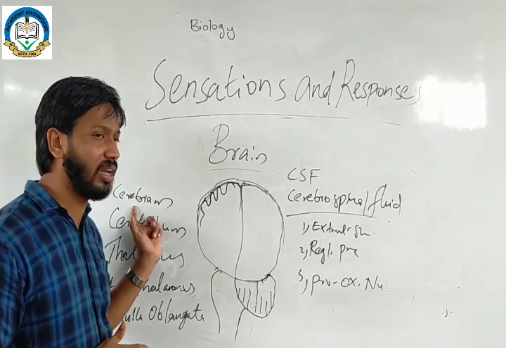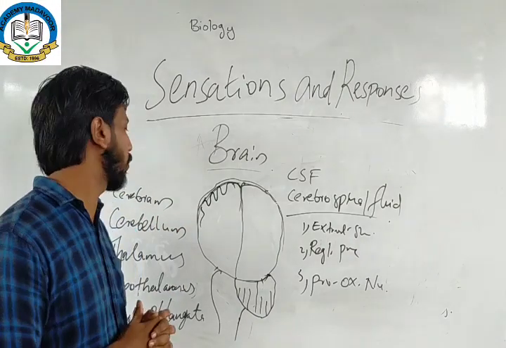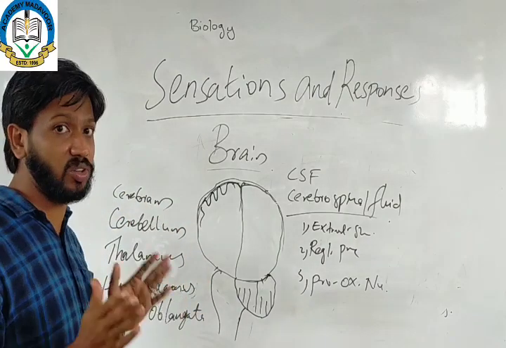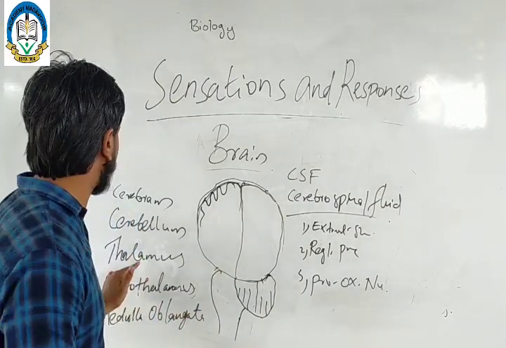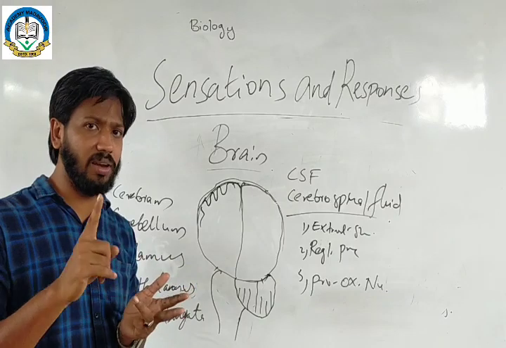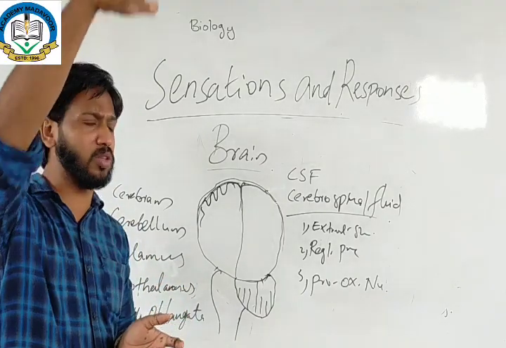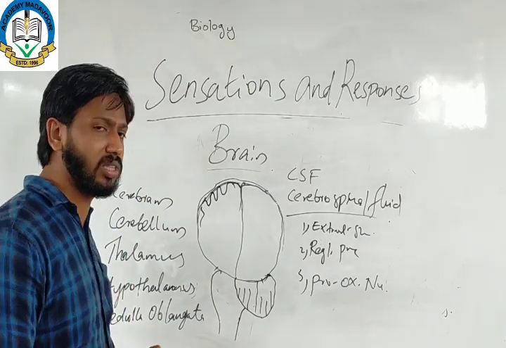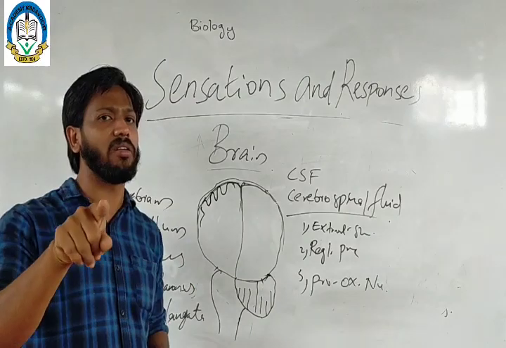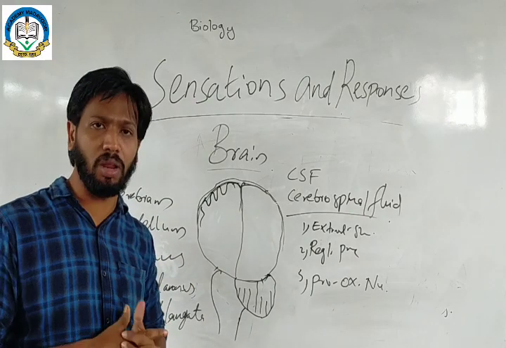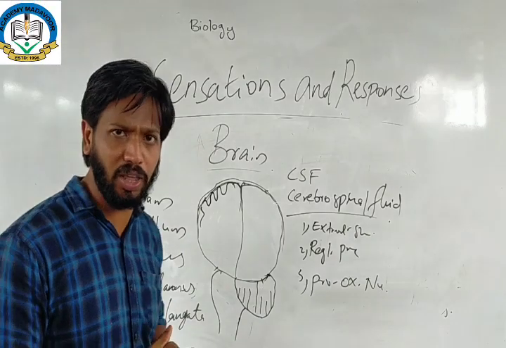I am repeating once again: cerebrum, intelligence, imagination, thought, memory and evokes sensation. I am only telling the functions. Cerebellum, body balancing. Thalamus, relay station, analyzing impulses from various parts of the body and sending important messages to the cerebrum. Hypothalamus, maintaining homeostasis. Medulla oblongata, controlling involuntary activities like respiration and breathing, heartbeat, everything. Okay, I am concluding here.